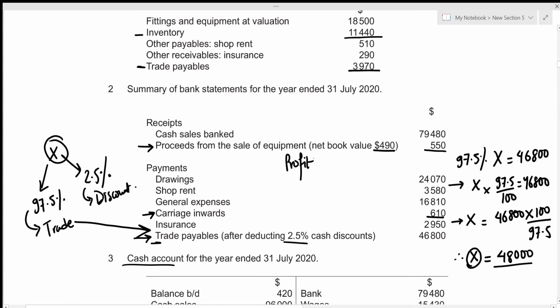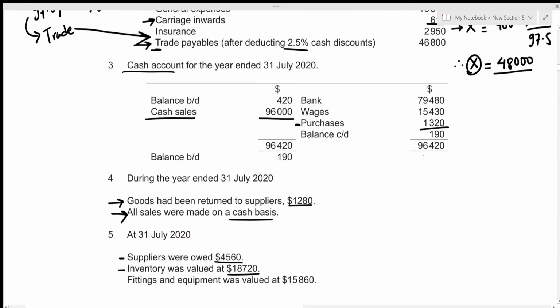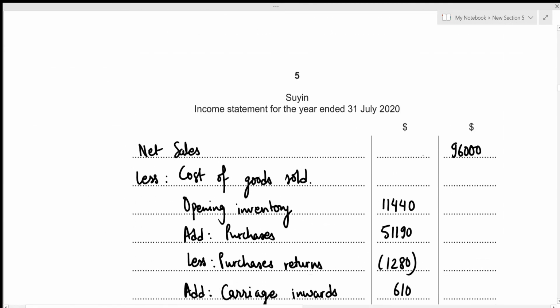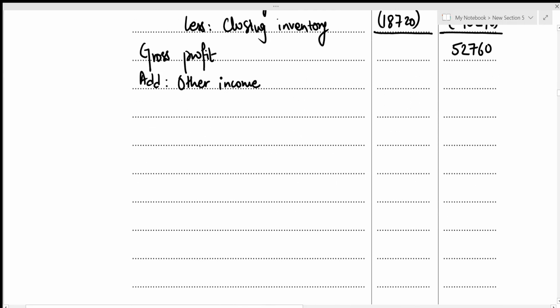So profit is just going to be the difference between the amount actually received and the net book value, which is going to be 550 minus 490, which is going to be 60. So that's a profit on sale of equipment, which we can consider to be an income, right? So let's write that down. This is going to be profit from sale of equipment. So that's going to be 60.